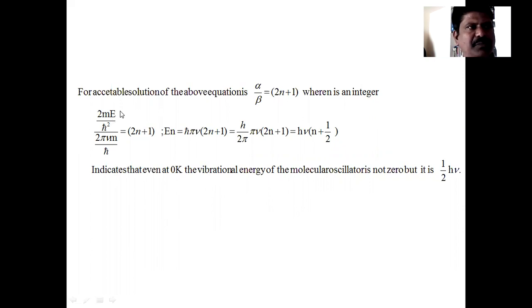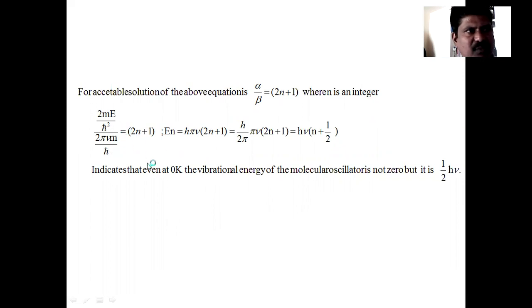So then 2me divided by h star square 2me. So the value of alpha is 2me by h star square, divided by 2 pi mu m. That is equal to 2n plus 1.